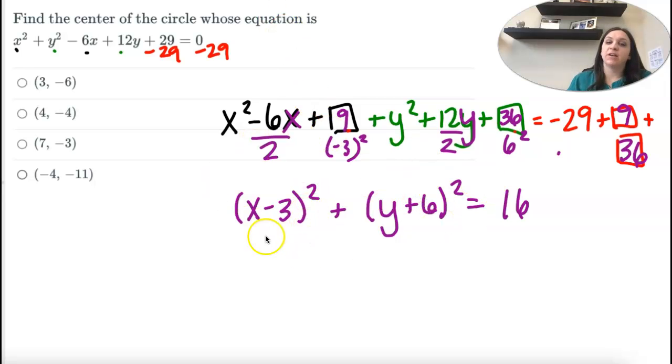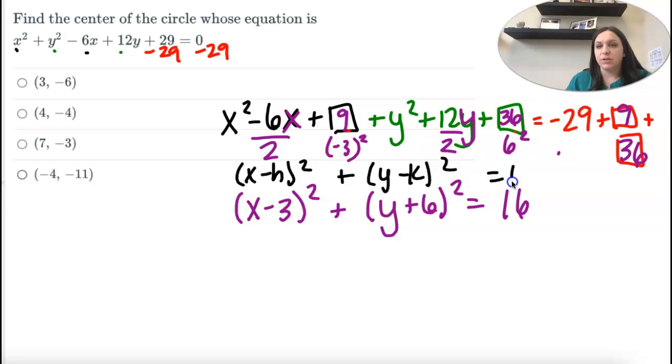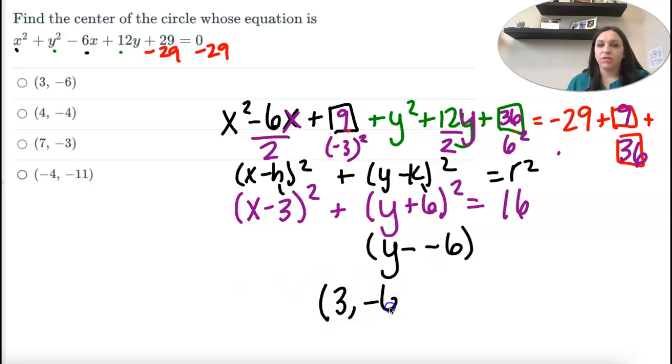Okay, so this is our standard form. Remember, our general form is (x minus h) squared plus (y minus k) squared equals r squared. So h is 3, but k is actually -6 because it's y minus -6, and the two negatives would make a plus. So our center is (3, -6). It's always the opposite sign of what's in the parentheses.